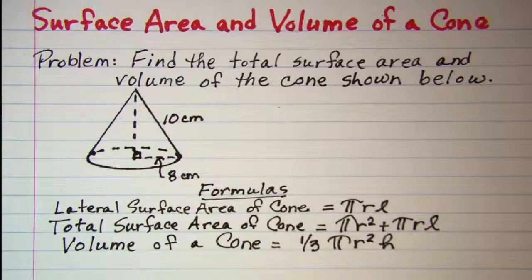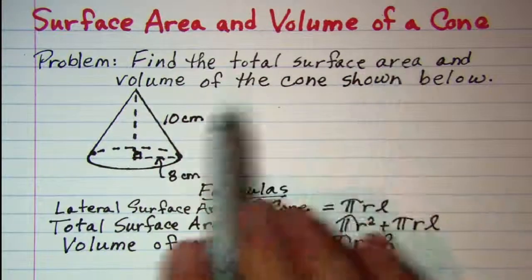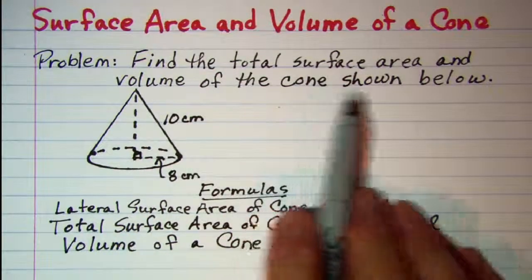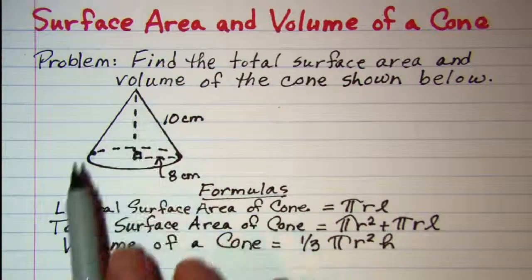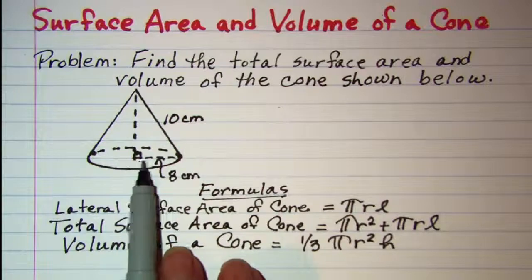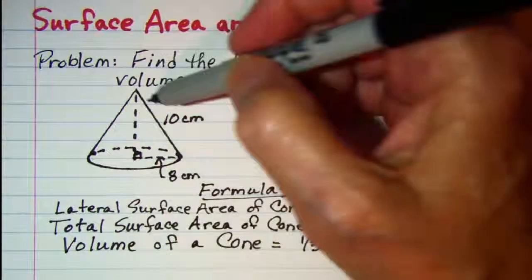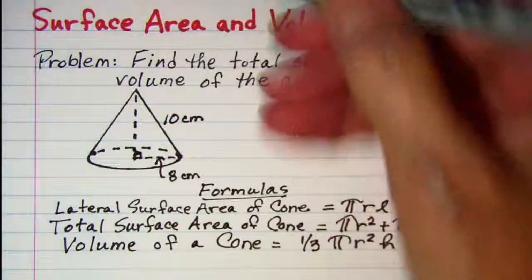In this video, we'll be finding the surface area and volume of a right circular cone. Our problem is to find the total surface area and volume of the cone shown below. And you can see from our sketch that the radius is 8 centimeters and the slant height is 10 centimeters.